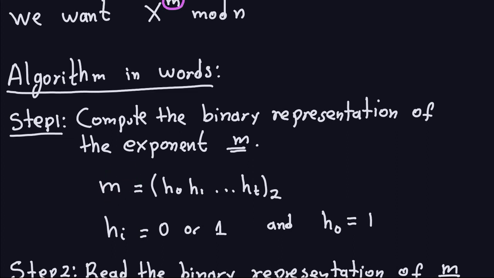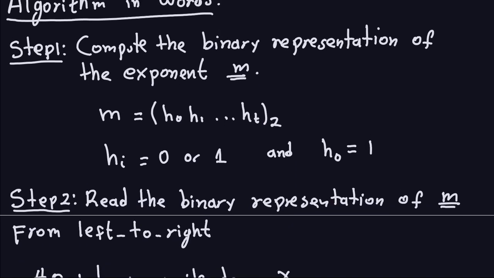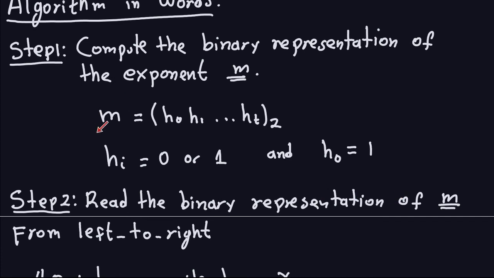Each h_i here, each of the h's, is a zero or a one, and the first one of course has to be a 1, because if it is a 0, then you just ignore it. That's not the first element in the representation. So h0 will always be 1, and the rest of them will be zeros or ones. So how do we do this? What we're going to do is read the binary representation of this exponent from left to right, the same way you read in English, from left to right.